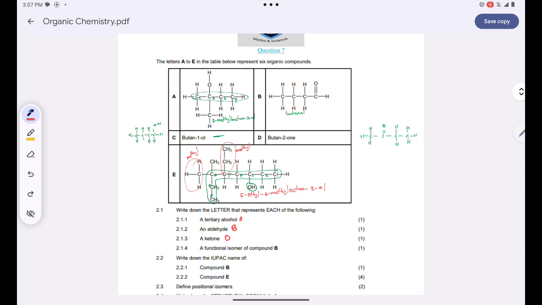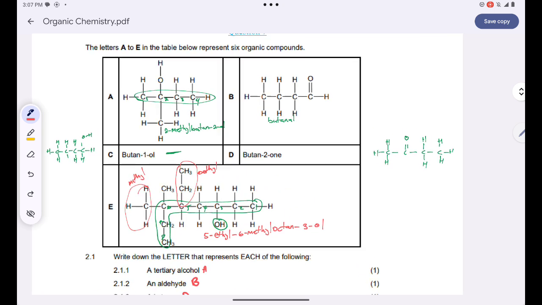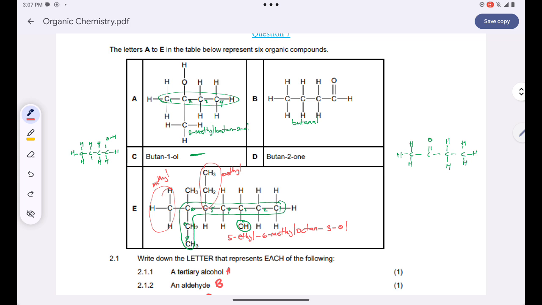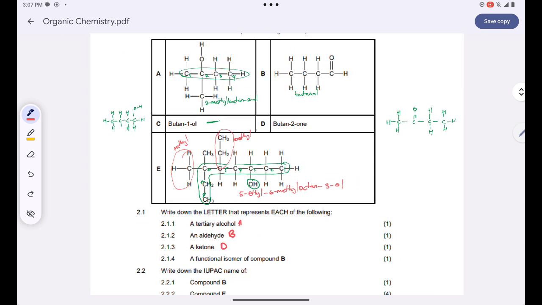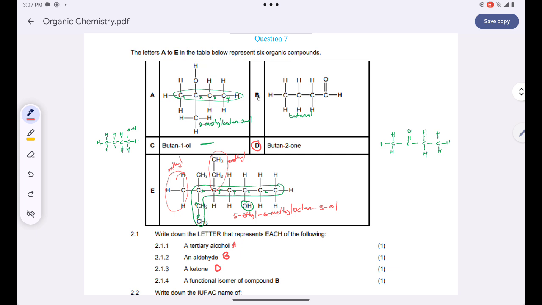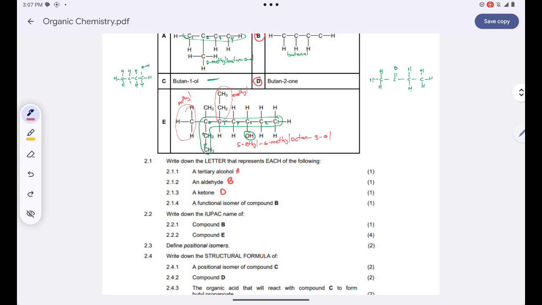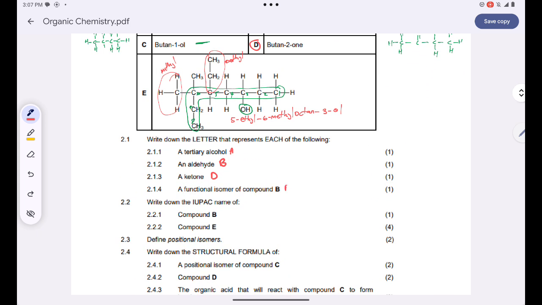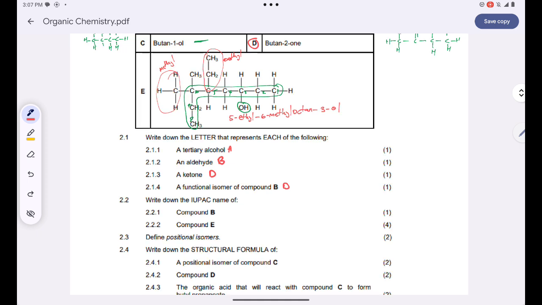Are we together? But remember that, guys, functional isomers are compounds that have the same molecular formula, and they have different structural formulas, and obviously they have different functional groups as well. So the isomer of compound B will be compound D, because ketones and aldehydes are always isomers of each other. So you will write D again there.